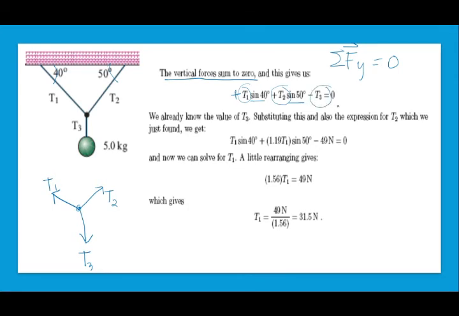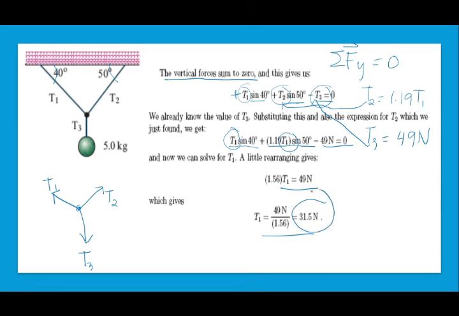So, anong gagawin natin? Kanina, nakuha natin na T2 is equal to 1.19 T1. Diba? And T3 is equal to 49 newtons. Now, we will substitute this one here. Okay? So, substitute na natin siya. So, pag sinubstitute natin, this becomes like this. And we are left with one unknown in one equation. So, for that, makukuha na natin yung T1. And for it, you will get something like 31.5 newtons.